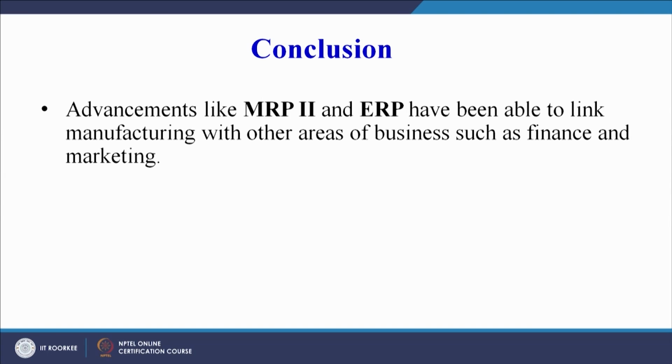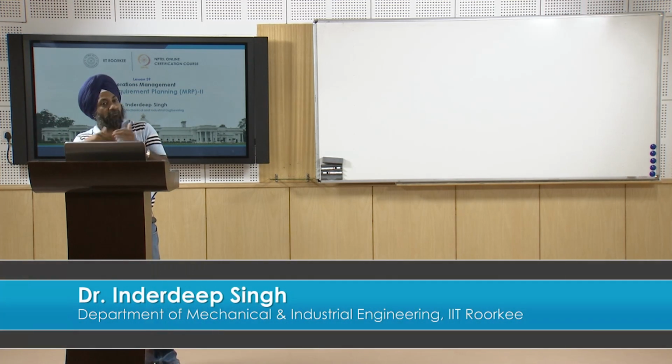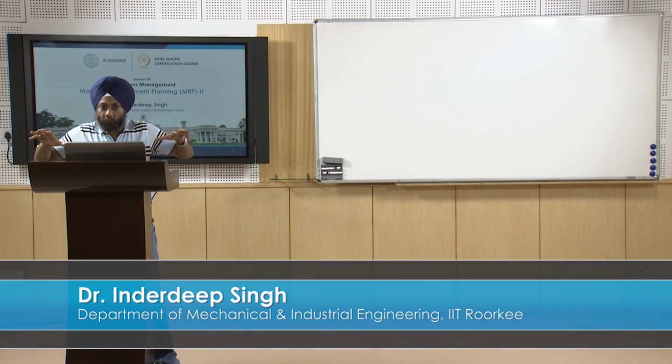Now the conclusion can be that advancements like MRP2 and ERP have been able to link the manufacturing with other areas of business such as finance and marketing. So materials requirement planning focuses much on the materials aspect or materials management aspect of operations management, but there are advanced systems which integrate the complete operations of the organization, including the finance and marketing aspects also, and such enterprise-wide systems or centralized control systems are also available.